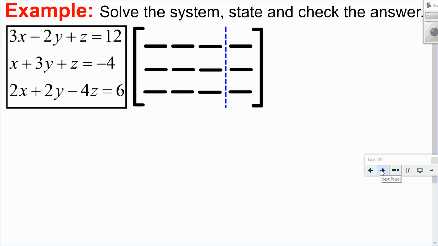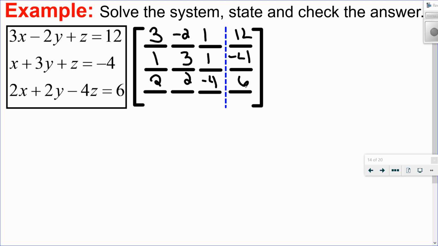Okay, let's try another one. For this one, let's put it in our matrix form, just doing a quick check, x, y, z for all of them, yes. And then put the numbers in here. Okay, and now we're ready to solve.